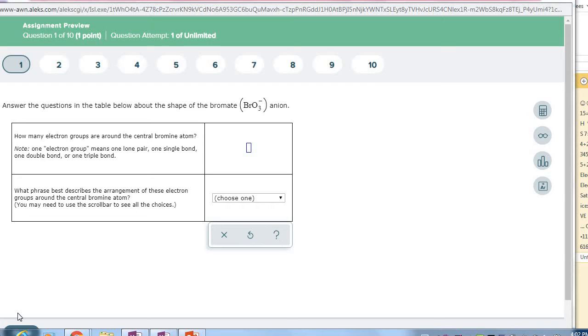Alright, so it's asking the question, what is the shape of the bromate ion, and what are the electron groups around the central bromine atom? So how many electron groups are there? And it even tells us here one electron group means one lone pair, one single bond, one double bond, or one triple bond. So that's one thing. The second thing here is what phrase best describes the arrangement of these electron groups around the central bromine atom. Alright, let's see if we can tackle this.